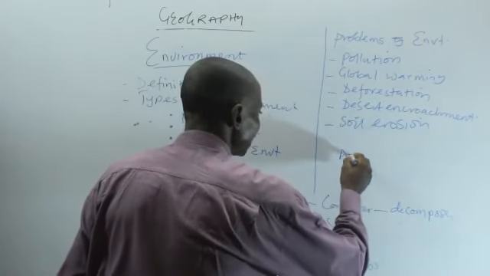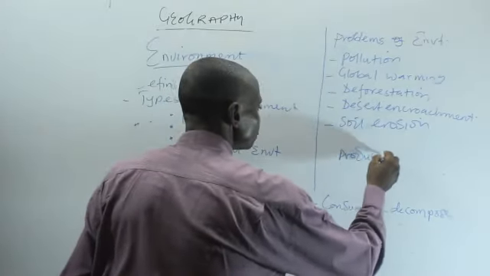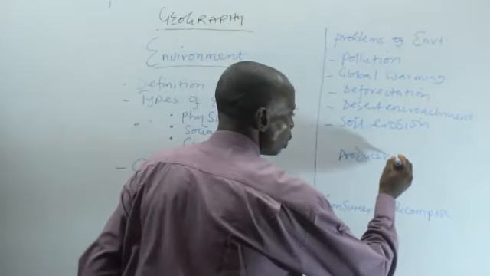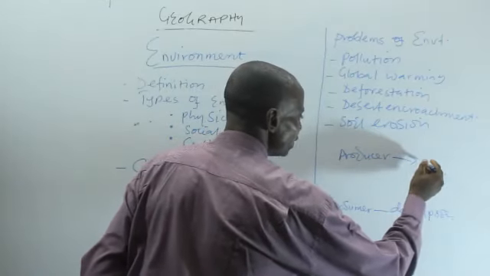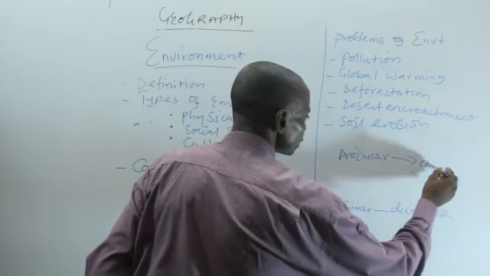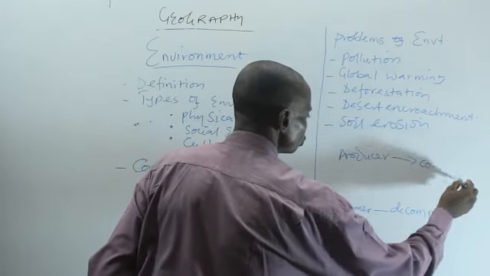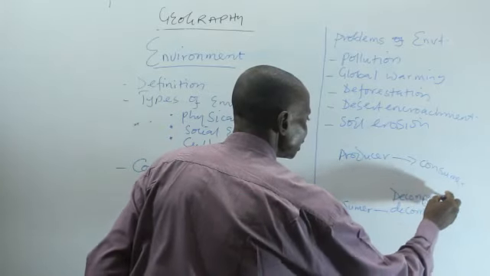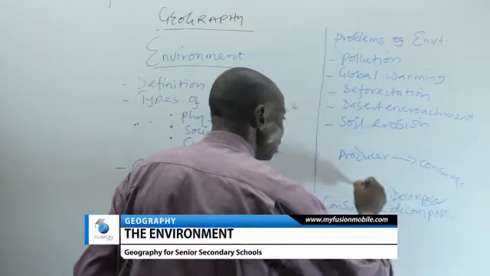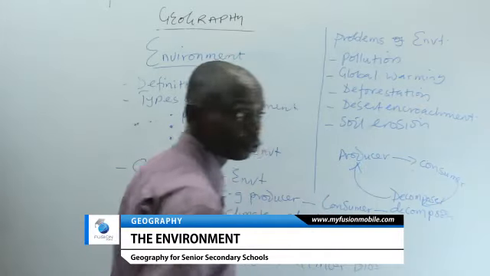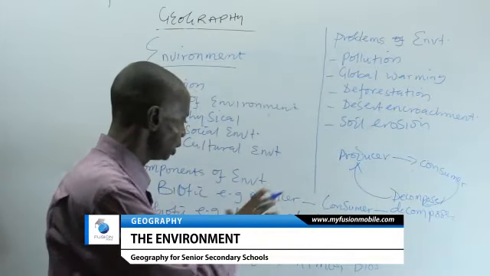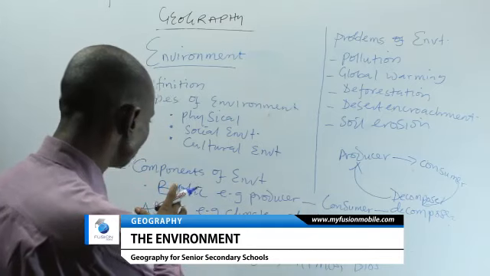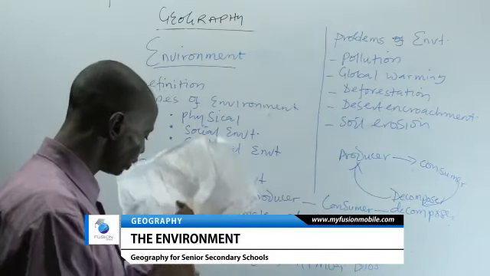You have a producer here. Producer will produce. What happened? It will give it to consumer. Consumer will consume. What happened? Consumer will die. The decomposer will decompose the body, form a nutrient, and give it back to producer. That is how the biotic part of component of environment works.